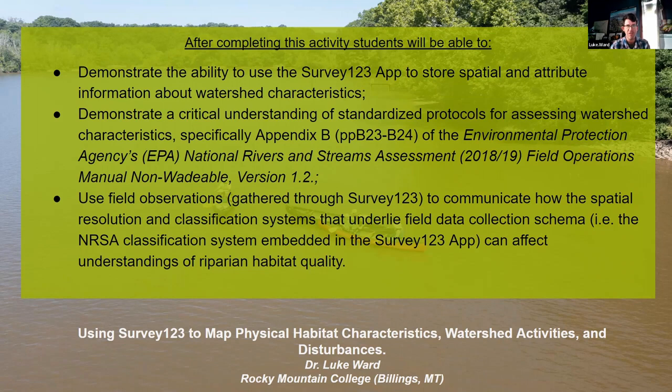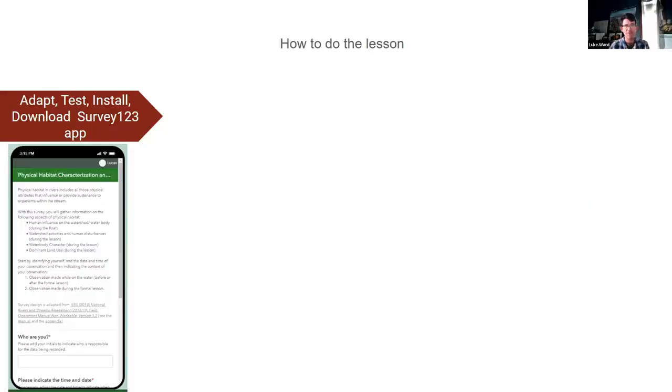Basically be able to demonstrate the ability to use Survey 123. Start to think critically about the degree to which these standardized protocols for understanding human impacts and disturbances are viable, and maybe capturing everything that students experience on the river, and then use field observations to communicate how spatial resolution and classification systems associated with the NRSA and Survey 123 app can shape our understandings of riparian habitat quality. Go ahead and hit next there, Andy, if you don't mind.